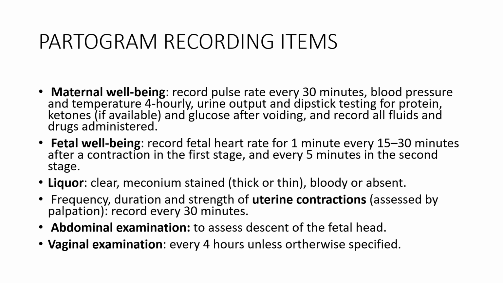And the items that we usually put is the maternal well-being. We record the pulse every 30 minutes, blood pressure and temperature every 4 hours, urine output, the whole things for the maternal well-being. Also the fetal well-being in terms of the fetal heart rate, the liquor, the uterine contraction assessment, the abdominal examination, and the vaginal examination.